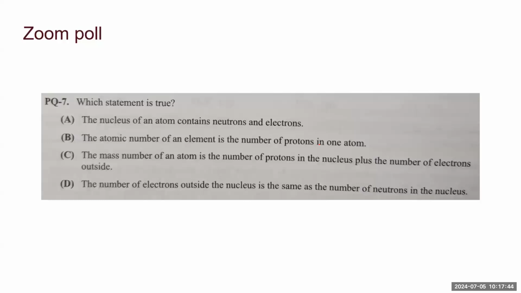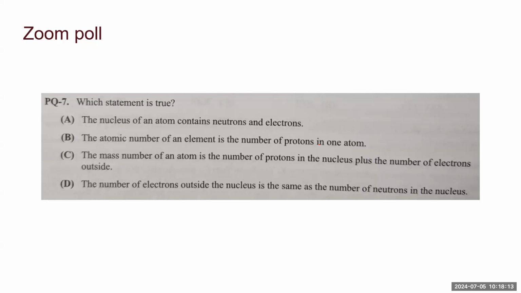Now, as a sort of question here that you might see on an exam or something like that, which statement is true? The nucleus of an atom contains neutrons and electrons. No. How could we correct that to make that a true statement? Well, replace electrons with protons. The atomic number of an element is the number of protons in one atom. Yeah, sounds good. Let's look at the other two.